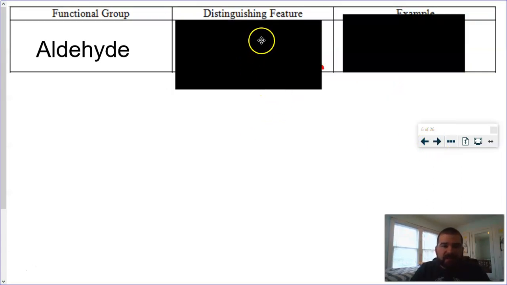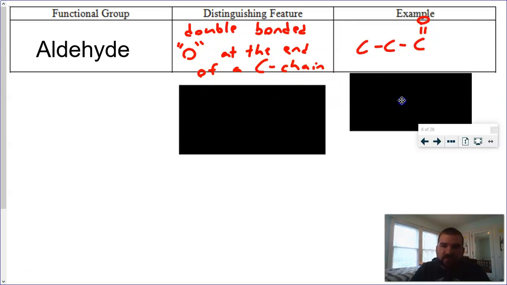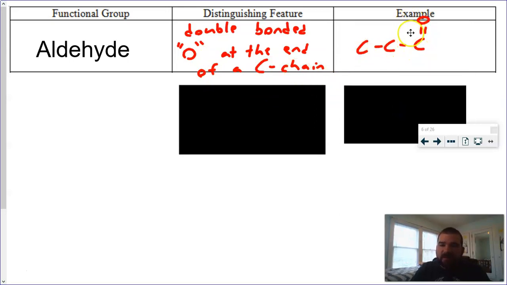An aldehyde. An aldehyde is when you have a doubly bonded oxygen at the end of your carbon chain. So here's my chain of 3 carbons, and I have a doubly bonded oxygen right at the end.